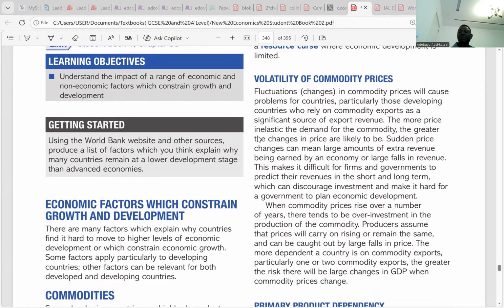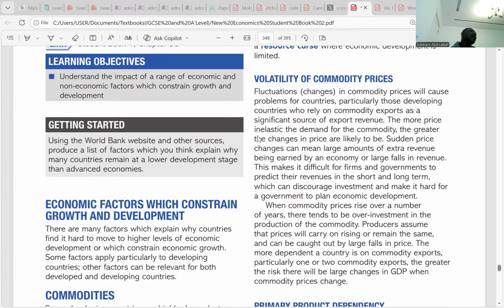Now, let's look at volatility of commodity prices. For commodity prices, they are bound to change based on the fact that there could be external shocks. And when these commodity prices change, it affects countries that mostly rely on two or more commodities, which simply means they have to spend more than what they have budgeted for. And that might even increase their debt, which discourages them from trying to develop or grow their economy. Do you get the point I'm making here?